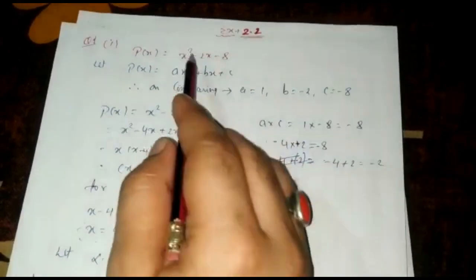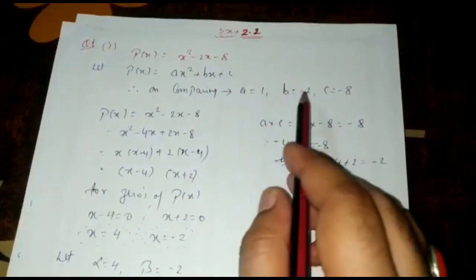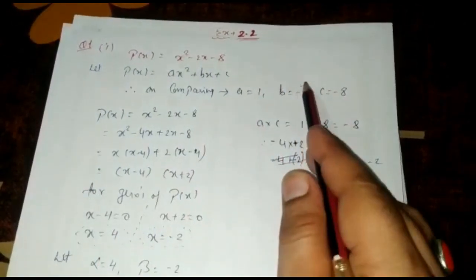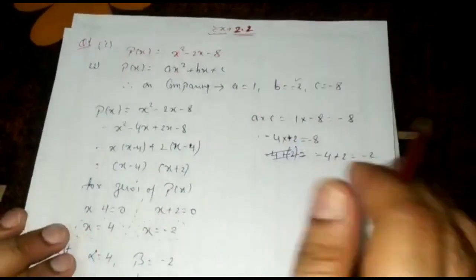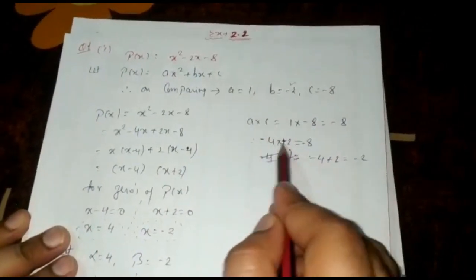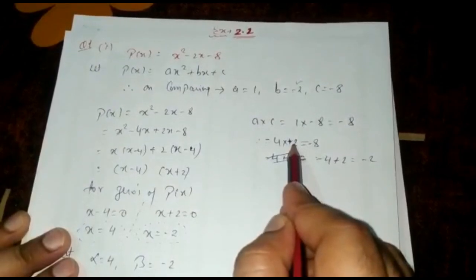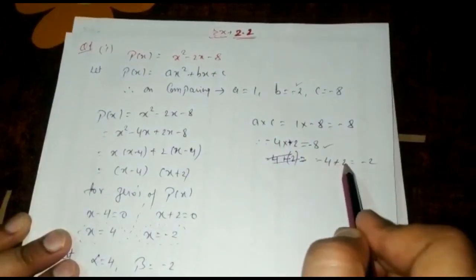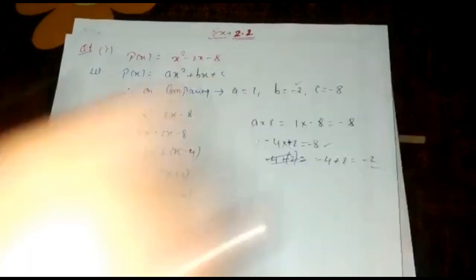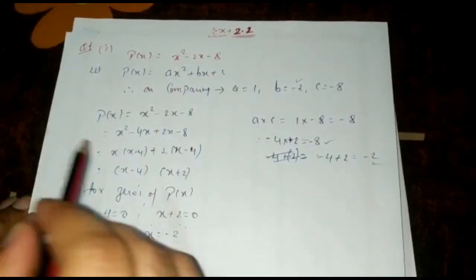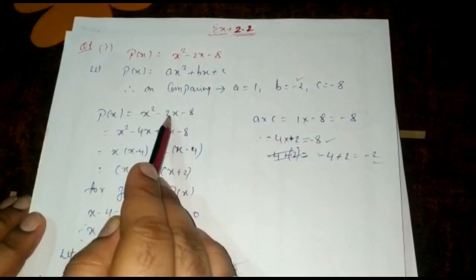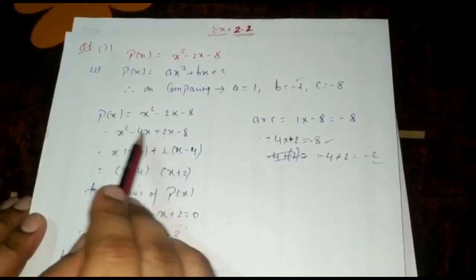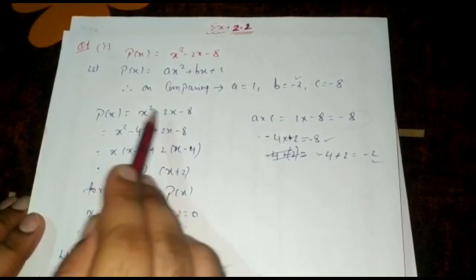We have to find out two numbers. When we multiply them, it will become minus 8, and when we add them, it will become minus 2. So here are the two numbers, that is minus 4 and 2. When we multiply them, minus 4 into plus 2, that will be equal to minus 8, and when we add them, minus 4 plus 2, that will be equal to minus 2, which is the value of b. So can I write minus 2x is equal to minus 4x plus 2x? When we add this, it will become again minus 2.